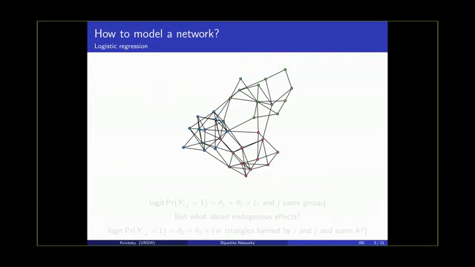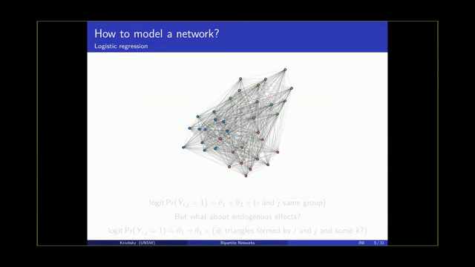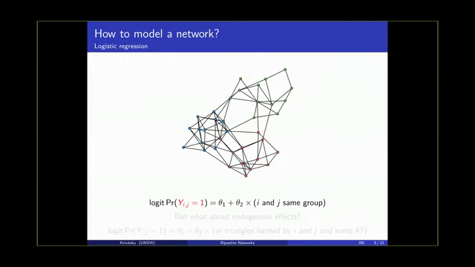So how do we model a network in general? If you have these binary relations, tie, no tie, we have to write down a model for the ties, but we also have to write down the model for the non-ties, or any ties that could possibly happen, because there's information in that as well. So we write down the model, and it makes sense to use something like a logistic regression.